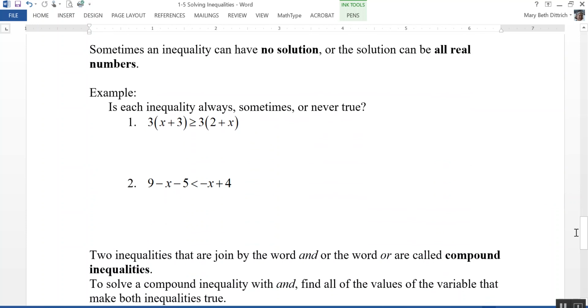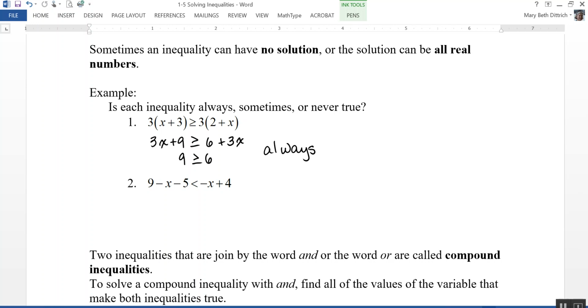Just as with an equation, sometimes an inequality can have no solution, or the solution can be all real numbers. Here's some examples. Is each inequality always, sometimes, or never true? So for number 1 here, let's go ahead and distribute. So I'll get 3x plus 9 is greater than or equal to 6 plus 3x. And if I were to subtract 3x from both sides, I'd end up with 9 is greater than or equal to 6. Is that true? Yes, it is. That's always going to be true, because 9 is always going to be greater than or equal to 6. It's technically not going to be equal to, but we do have the word or in there, so that's going to be always true.